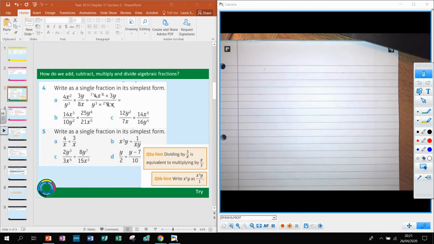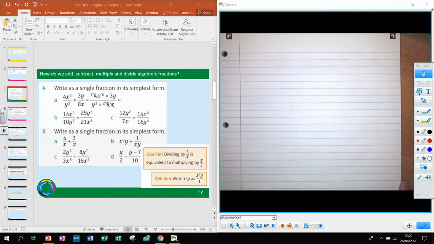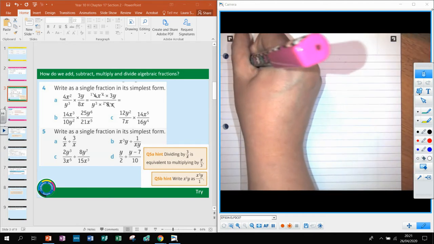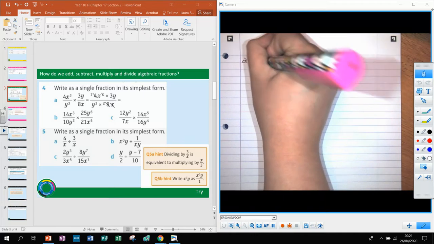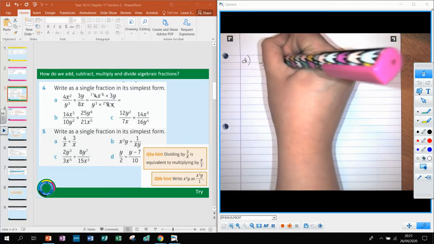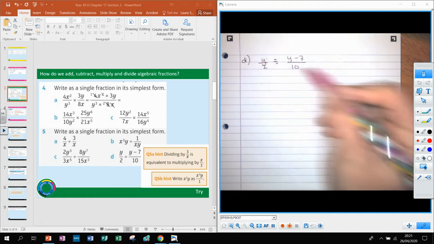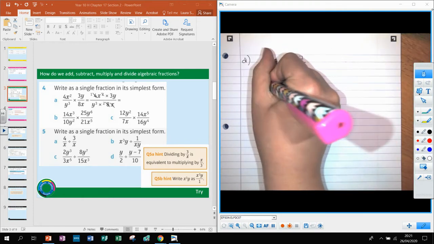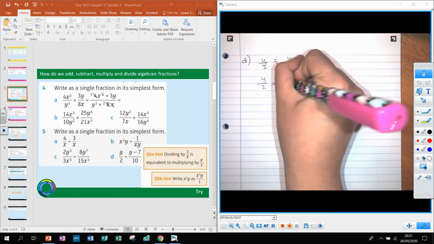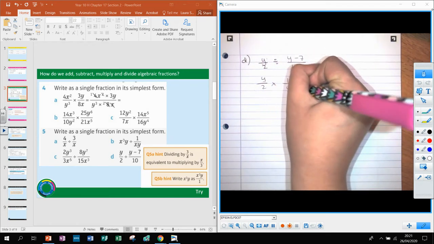And finally, in part D, we had y over 2 divided by y minus 7 over 10. Okay, keep change flip. So we have y over 2 times 10 over y minus 7.